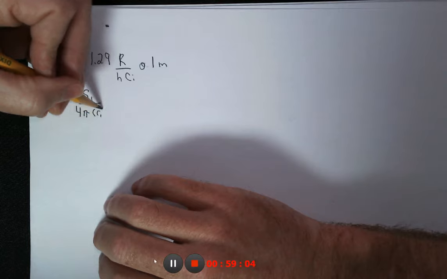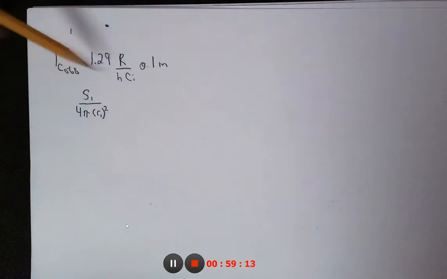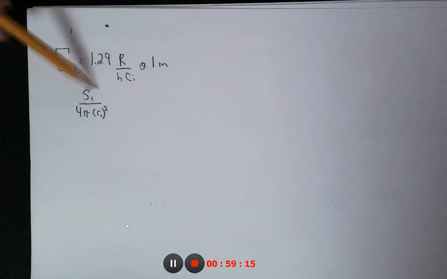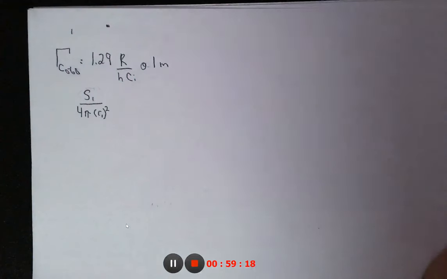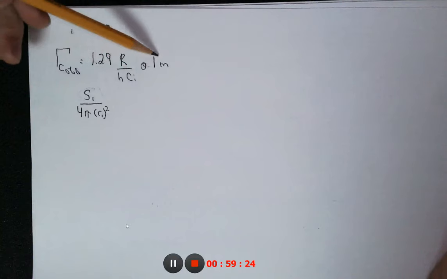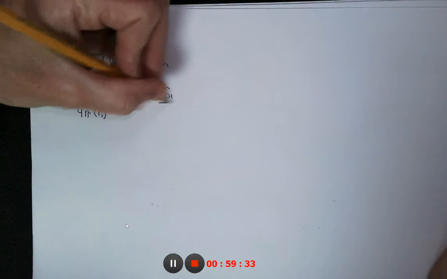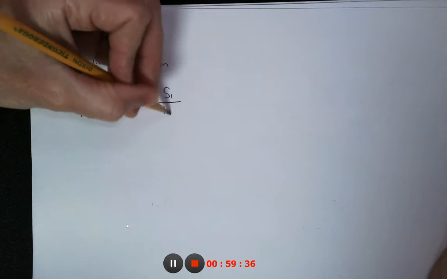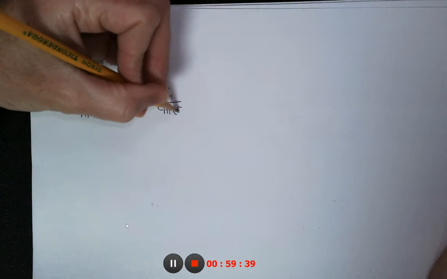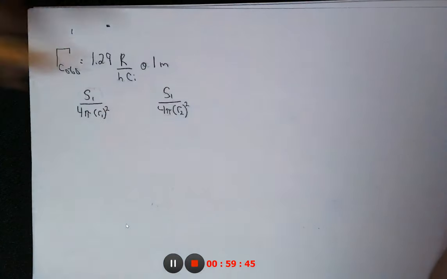R, let's give it a number 2, R1 squared. That's this equation, just putting in an S to all those values that were in the numerator. If we want to know the exposure rate at a different distance, the only thing that changes is the R, right? So the S1 remains the same, and then the 4 pi R, the R changes. So we got R2 here.